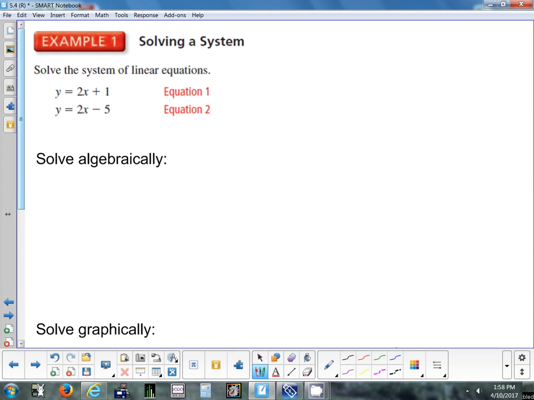So out of the two Mr. Roy just said, which one would you use here? Would you use elimination or would you use substitution? Think about what we talked about in the warm-up. Bay?